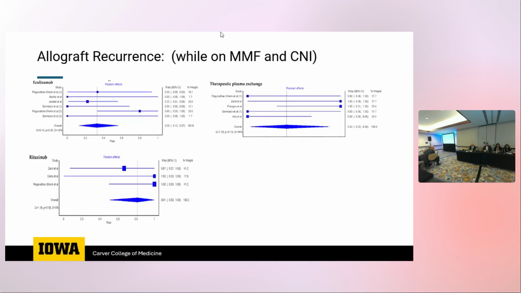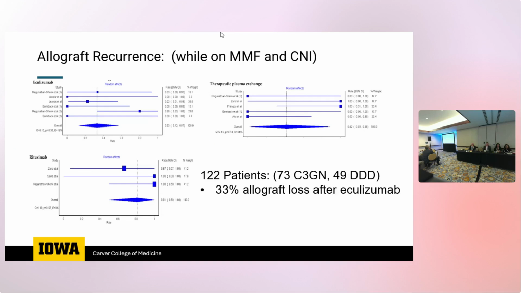What about allograft recurrence? I bring this up only because these patients are already on mycophenolate and CNI, and it's a decent size meta-analysis. You can argue about whether this is useful data to you or not, but of 122 patients, 33% of them lost their allograft even after you applied the eculizumab.